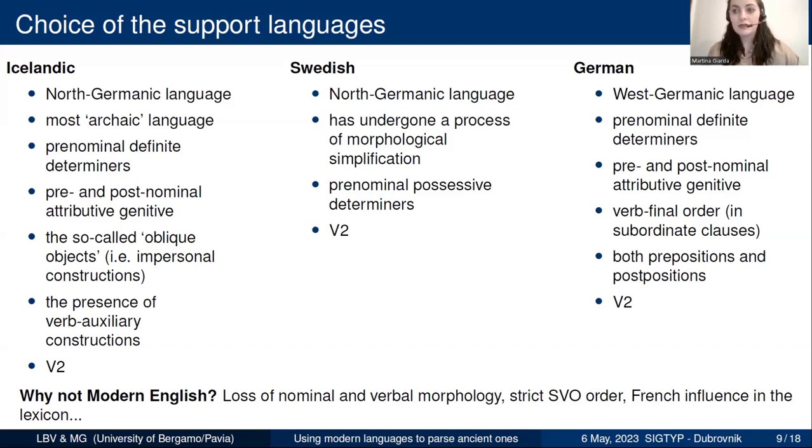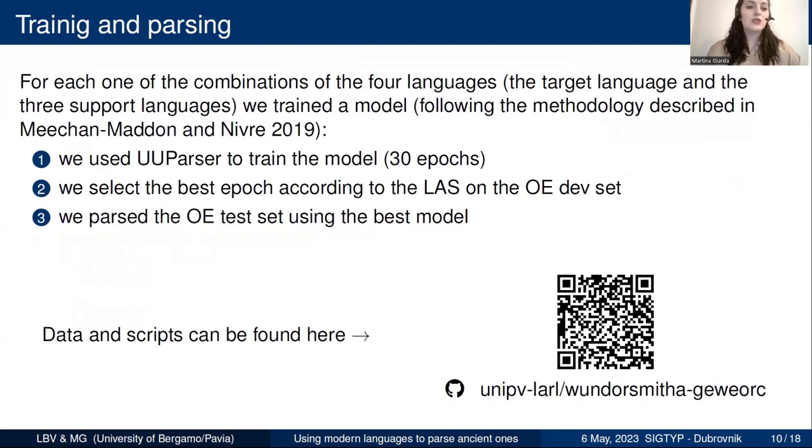For several reasons, but first of all, because of the loss of nominal and verbal morphology, because of the strict SVO order, which was not found in Old English, and because of the massive influence on the lexicon by French after the Norman conquest. For each one of the combinations of the 4 languages, the target language and the 3 support languages, we trained a model following the methodology described in Mitchell, Madden, and Neve 2019. So we used UU Parser to train the model, 30 epochs.